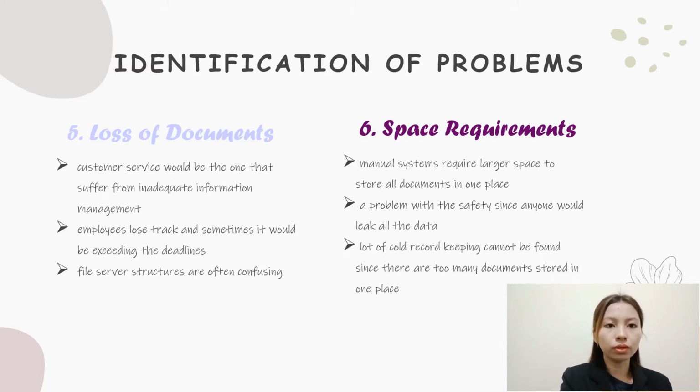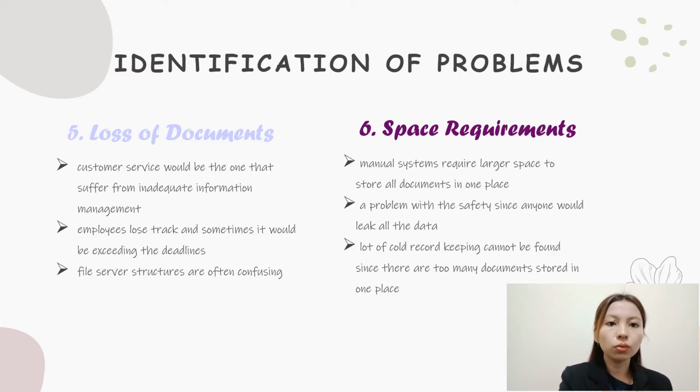As mentioned before, manual systems require larger space to store all of the documents in one place. Based on average, each of the documents needs about 2 or 3 copies minimally. Because of that, the volume of the documents grows and grows. It will need a new space to store the new documents since all of the old documents cannot be lost. This will bring a lot of trouble for the company.